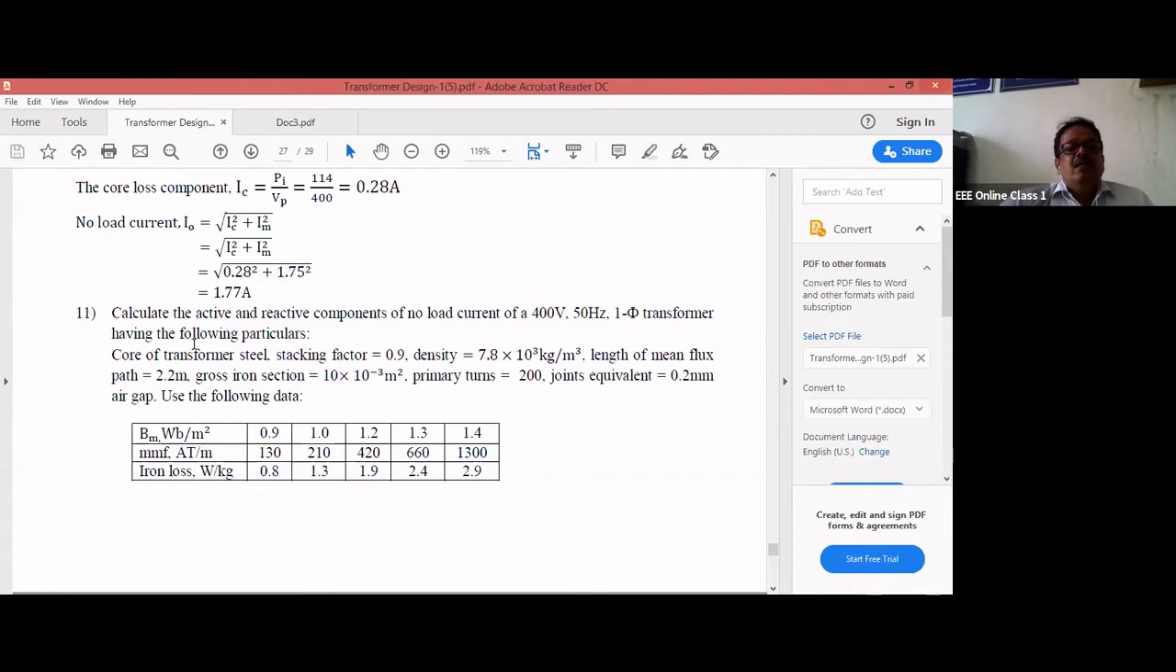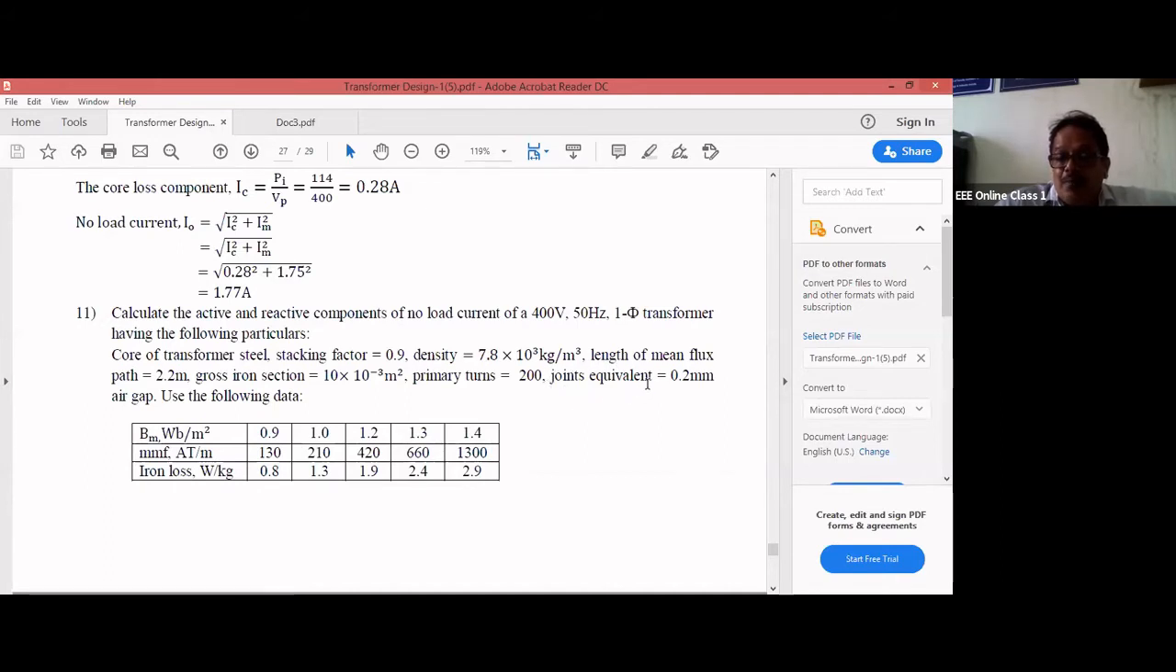Calculate the active and reactive components. They are also called active and reactive components. Reactive component is nothing but your IM and active component is nothing but your IC. Calculate the active and reactive components of no load current of a 400 volt, 50 Hz single phase transformer having the following particulars. Core of transformer stacking factor is 0.9. Density is given 7.8 into 10 power 3 kg per meter cube. Length of main flux path 2.2 meter. Gross iron section 10 into 10 power minus 3 meter square. Primary turns is 200.